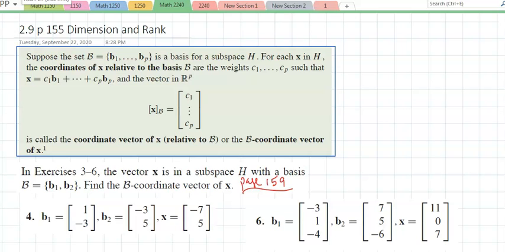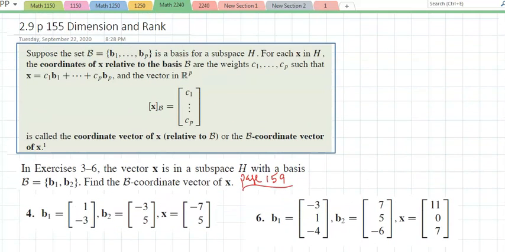Section 2.9 is on page 155 and talks about dimension and rank. The idea is really simple if you break it down. Let me get started with this: suppose we have this set B consisting of P vectors. It forms a basis for the subspace H.